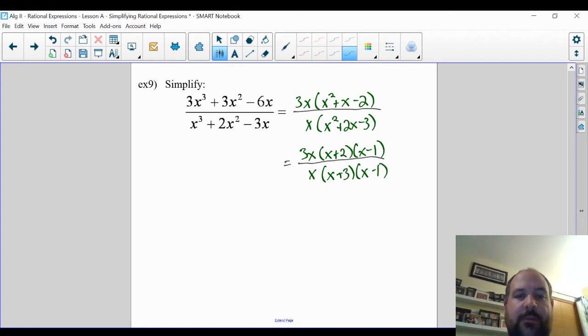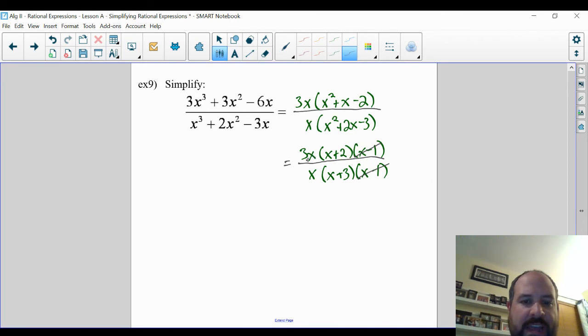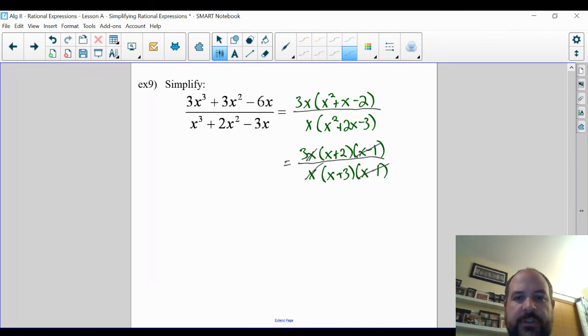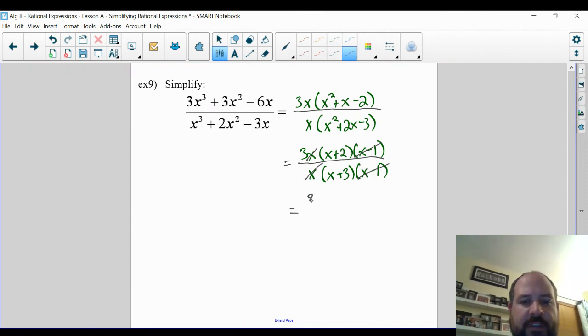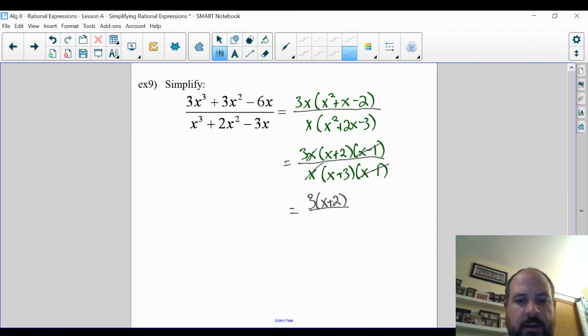And now I'm going to cancel out my common factors. So I have the quantity x minus 1 in the numerator and denominator. Those cancel. But I also have these factors of x that I factored out. So I'm going to cancel those as well. And my final answer then will stay in factored form. In the numerator, what I have left is the 3 and the x plus 2. In the denominator, I just have the x plus 3. I don't have to write the parentheses for the denominator since it's not being multiplied by anything there. That would be our final answer.